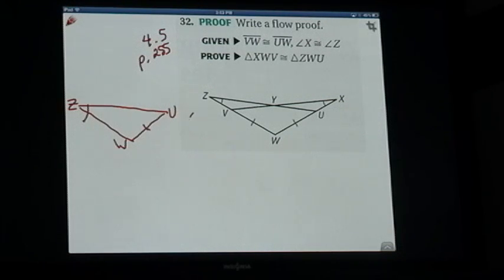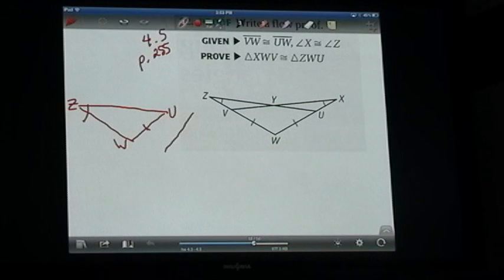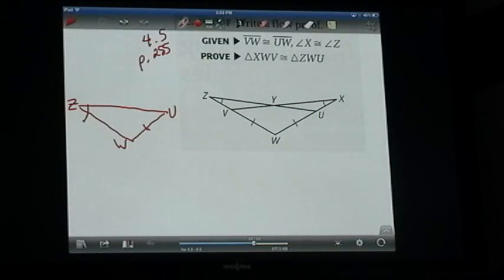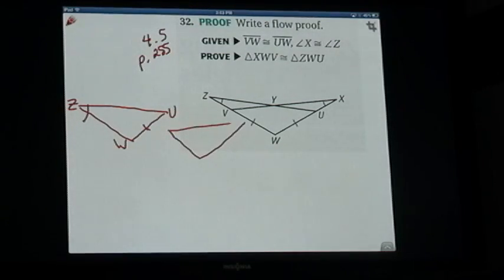Okay, so now we have, not like that. Whoops. Try that again. Okay, then we have X, W, and V. And this is congruent and this is congruent.